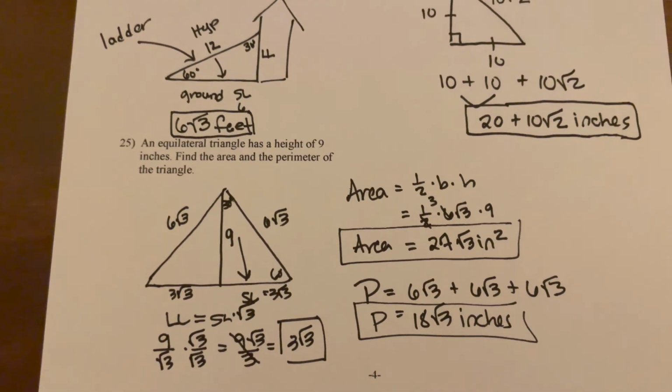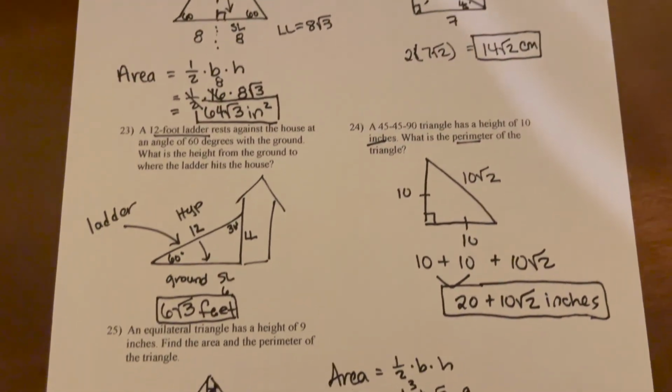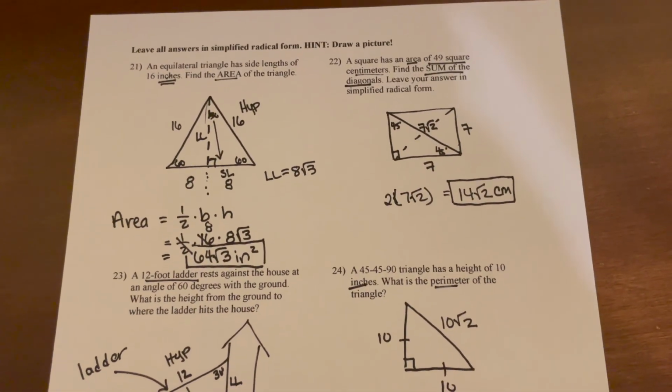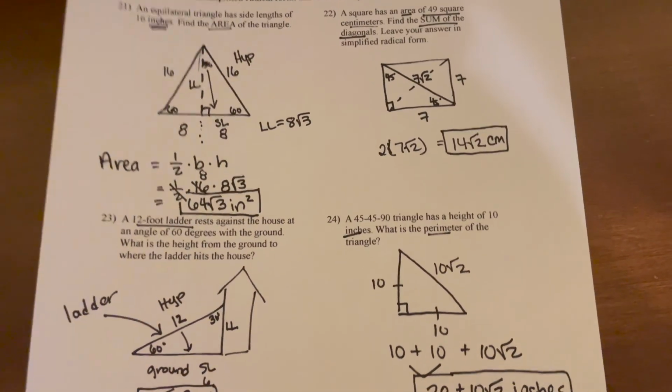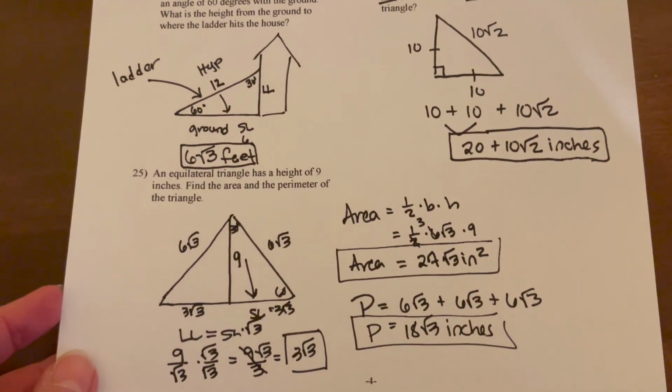And that's it. So just make sure that you draw a picture on these kinds of problems and label your triangles. And remember, with the 30, 60, 90 triangles, always start by finding the short side first.